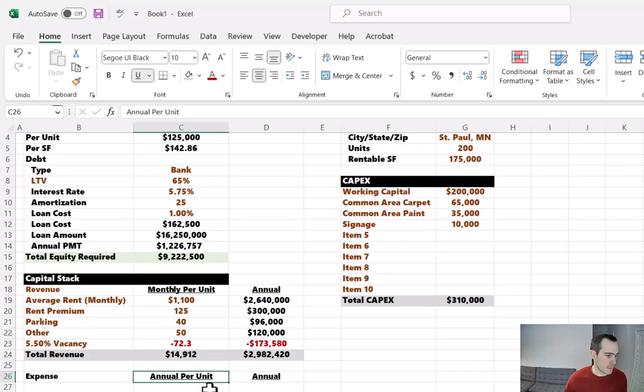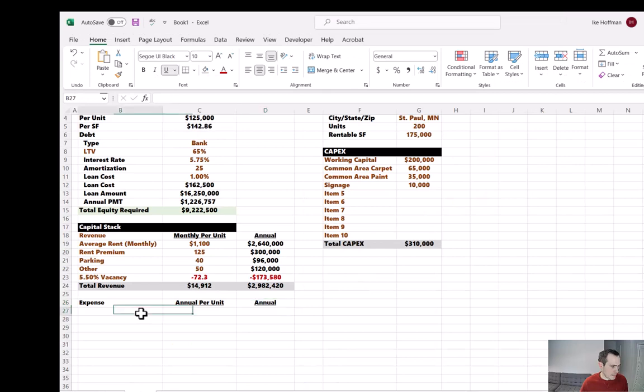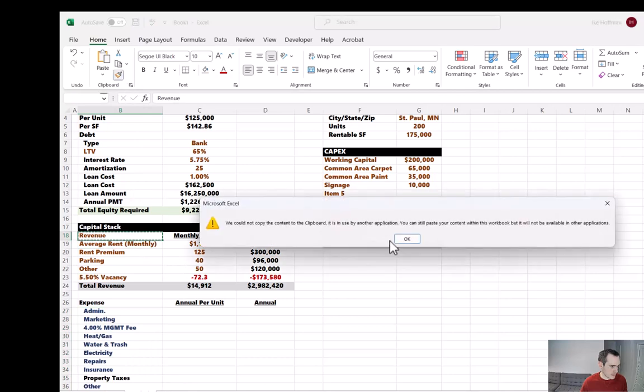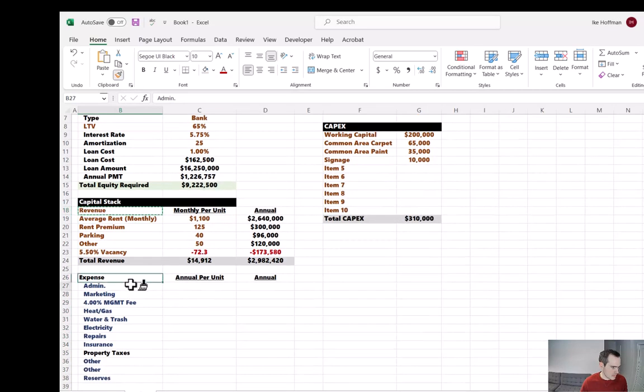For expenses, we're going to make these assumptions on an annual per unit basis, and then our model will annualize that for us. I'm going to copy and paste expense labels, and then I'm going to take the format painter and take the format from the labels above. I'm going to turn the property taxes to black text. We'll eventually input a separate section from property taxes that will flow into this part of the model.